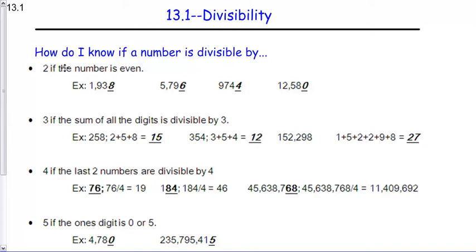So I know a number is divisible by 2 if it's even. And how do I tell if a number is even? Well, I look at the last digit: 8, 6, 4, 0, 2. That's how I know it's even. So if the number is even, it's divisible by 2.